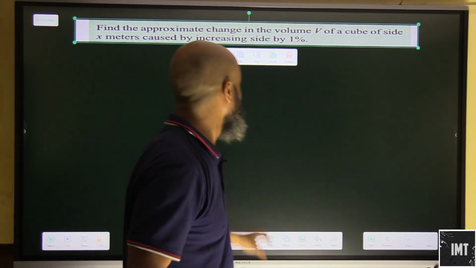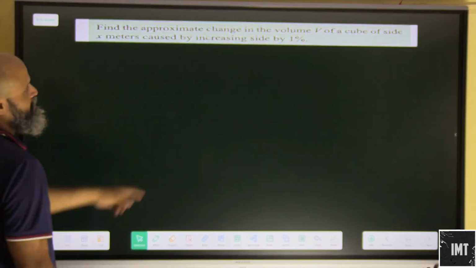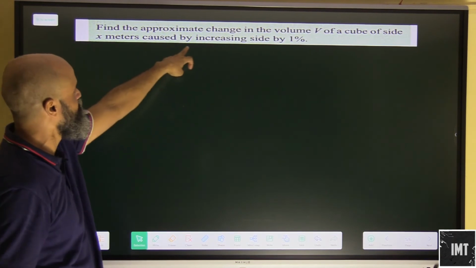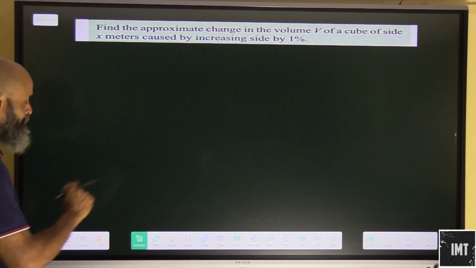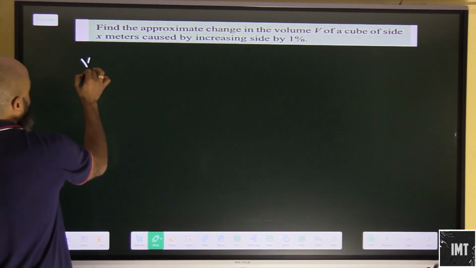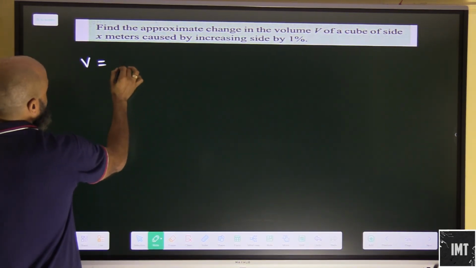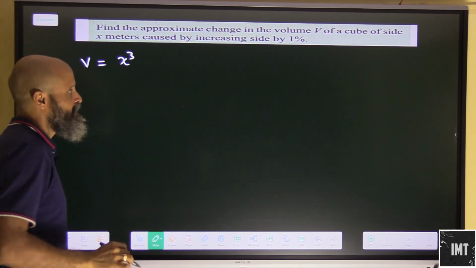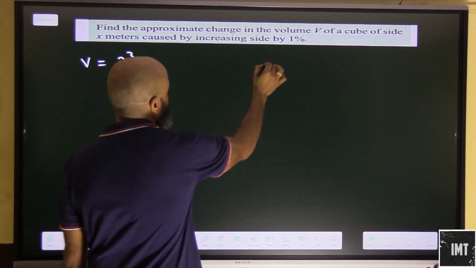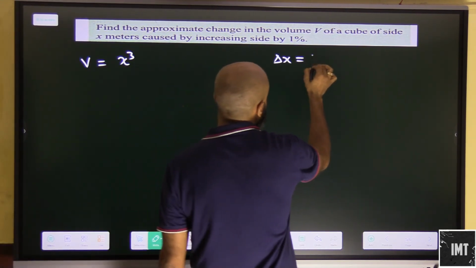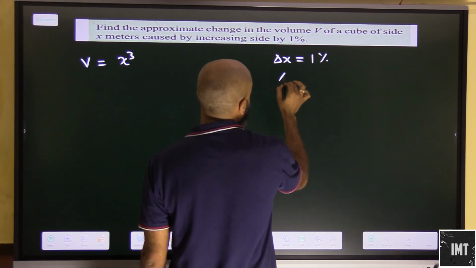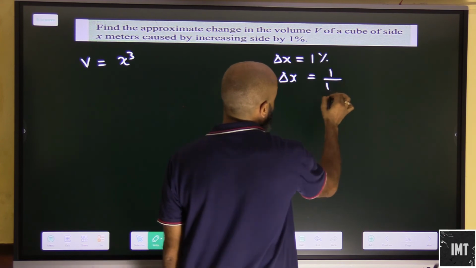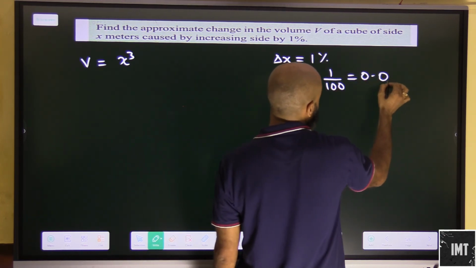Okay, so where we have to find the approximate change in the volume of a cube of side x meters caused by increasing the side by 1%. So here we have volume of a cube as equal to x cube. Now here there is a change of 1%. Now delta x here is how much? 1%, which means delta x will be 1 by 100, that is 0.01.